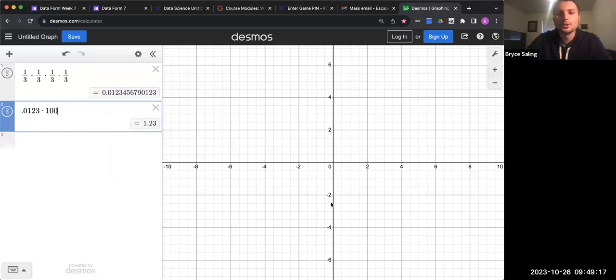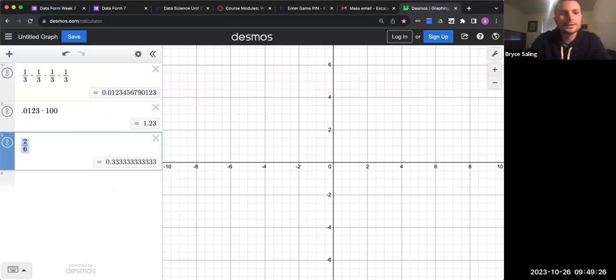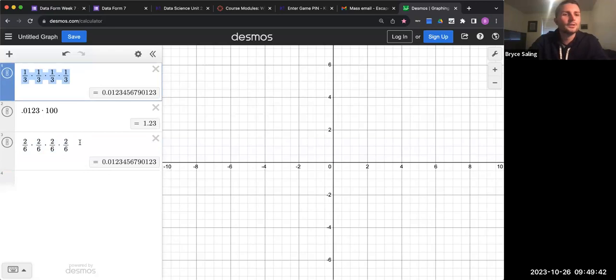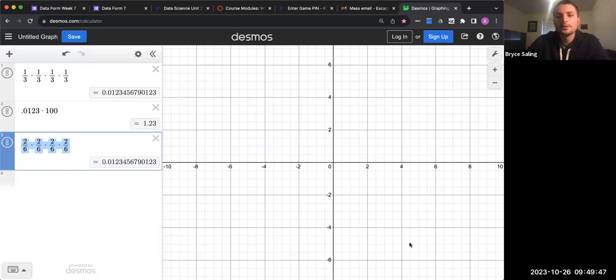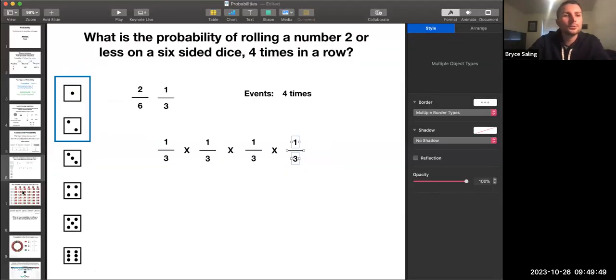And I'm just going to show you that it's the same as doing 2 out of 6. It's going to give you the same answer. 2 out of 6 times 2 out of 6 times 2 out of 6 times 2 out of 6. So see, it's the same answer, so it doesn't really matter, whatever you prefer. They say to simplify, but again, if it's going to give you the same answer, it doesn't really matter. So let's take a look at some other ones.